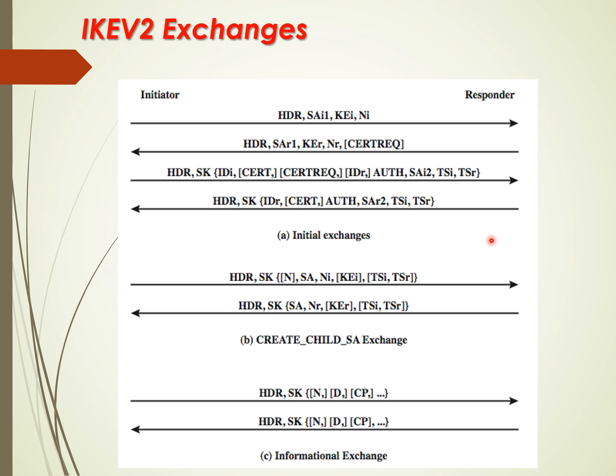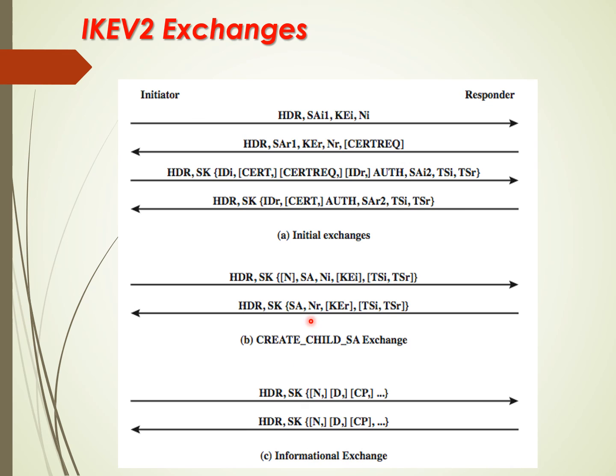The create child security association exchange can be used to establish further security associations for protecting traffic. The informational exchange is used to exchange management information, and IKE version 2 error messages and others will be notified. So after the successful completion of the initial exchange and the create child security association exchange, the actual information will start being shared.